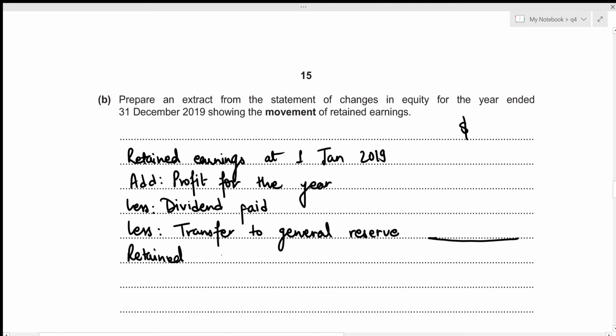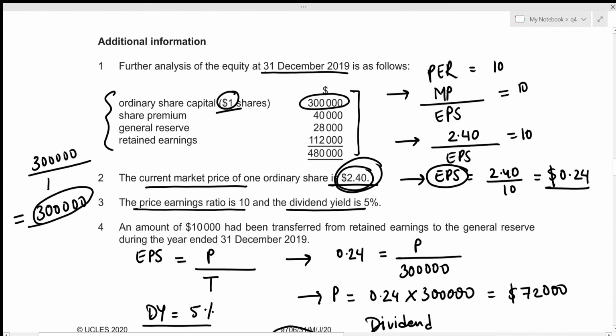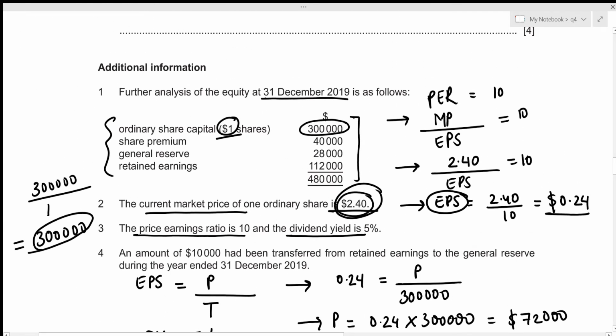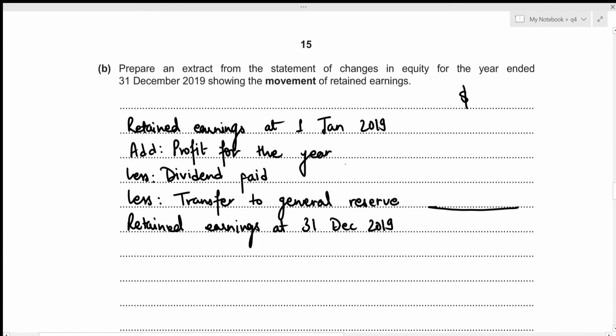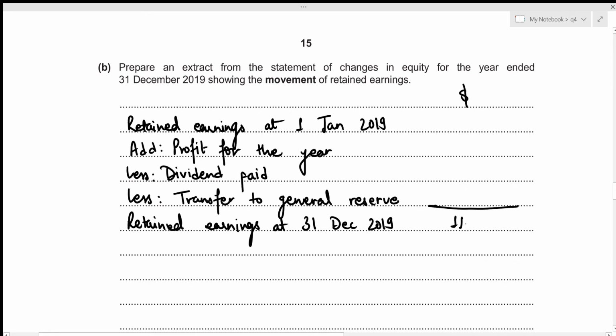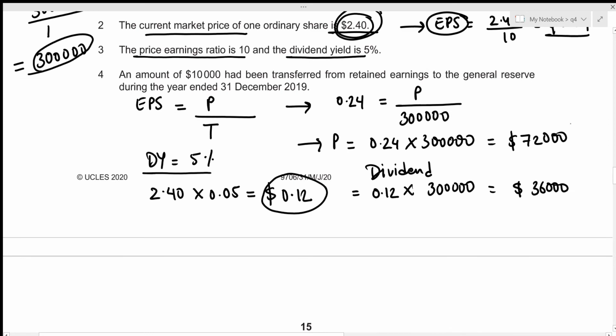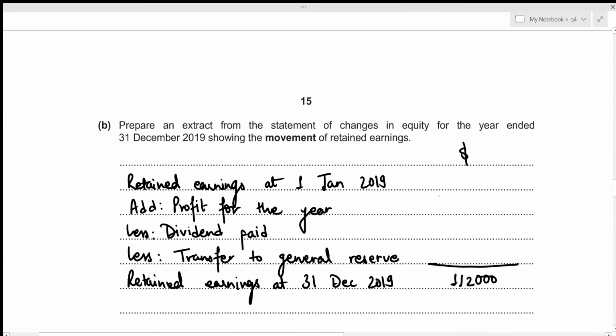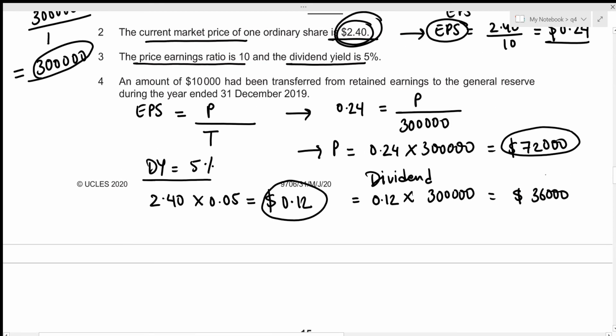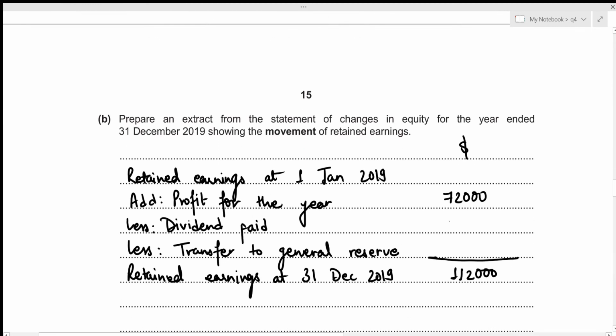So that would be retained earnings at 31st December 2019. Let's have a look above. We are given the balances at 31st December 2019, and we can see that the retained earnings are 112,000. So let's record this as our closing balance. So that's 112,000. Alright, then we figured out our profit for the year right here, and it was 72,000. Let's record it as well. We are adding the profit. Then we also figured out our dividends paid, which is 36,000, and we need to subtract this dividend. So that's 36,000 in a bracket.